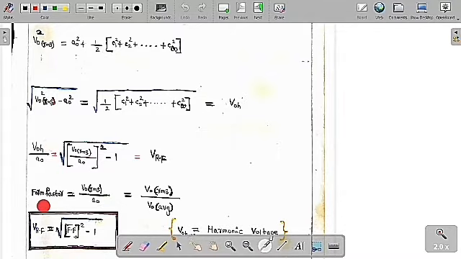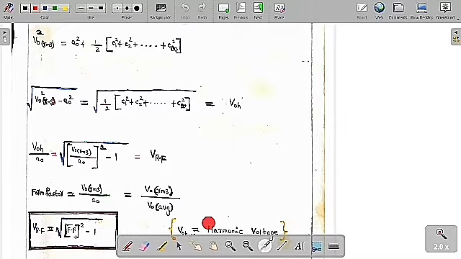Whereas form factor, I have already told you, is the ratio of the RMS value by the average value. The RMS value is V0 RMS, whereas the average value is A0. So we can see the form factor is equal to V0 RMS by A0. So this is called the form factor. Therefore, ripple factor is equal to the square root of form factor whole squared minus 1. So this is a general expression.